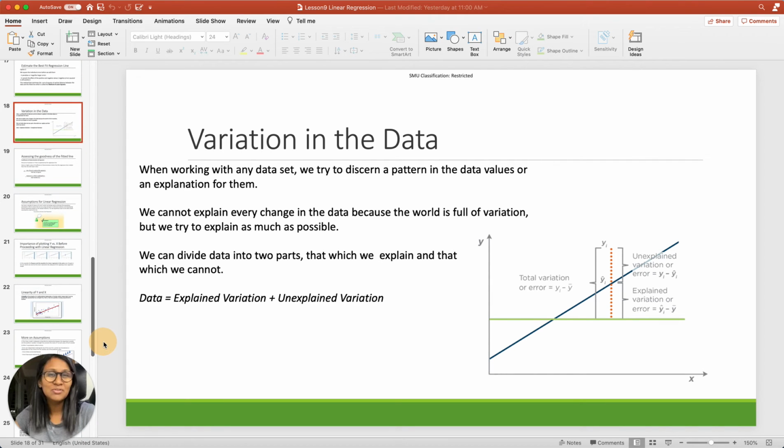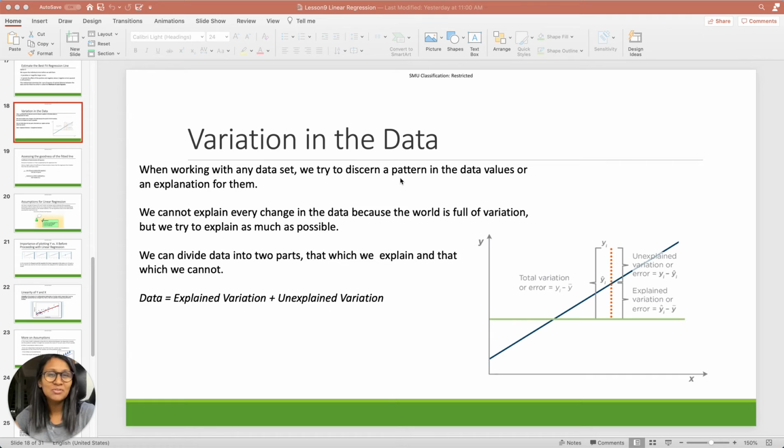Hello everyone, and welcome to this video where I want to talk about a very important concept related to linear regression. And this is basically the concept of variation in the data. Whenever you're working with any data, our objective is often to try and understand the variation in that particular column. For example, if you are building a regression model to explain a column Y, basically you want to explain the variation in Y.